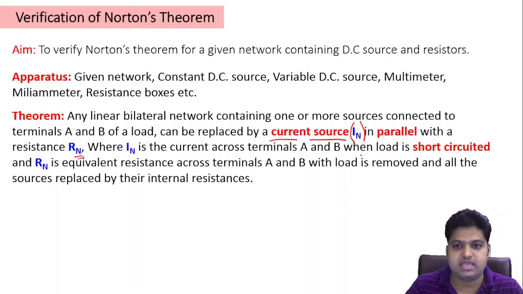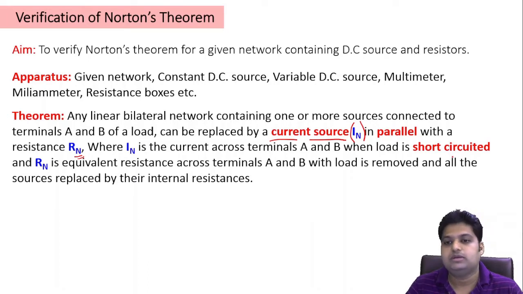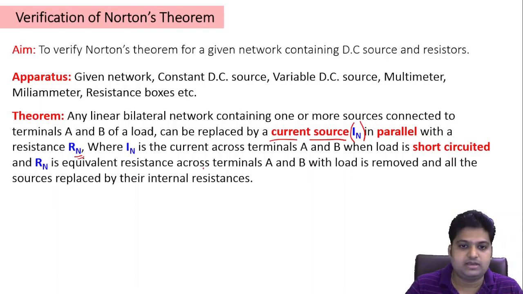IN is the current across the terminal, okay? That is the Norton terminal AB when the load is short circuited, okay? In case of Norton's theorem, you will have to short circuit the load. Fine. In case of Thevenin's, it was open. Over here we'll have to short circuit it, right? And RN is the equivalent resistance across the terminals A and B with the load removed and all the sources replaced by their internal resistances. Is that fine?